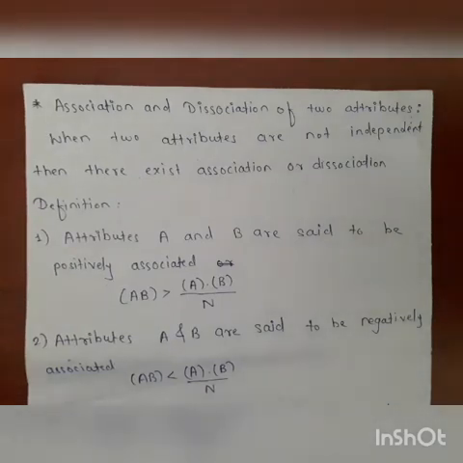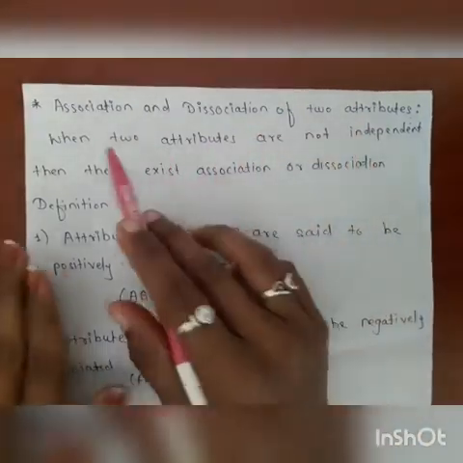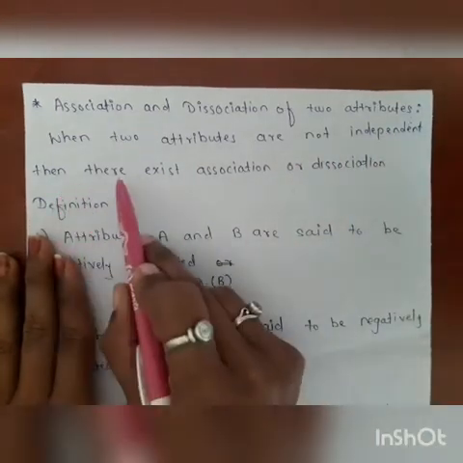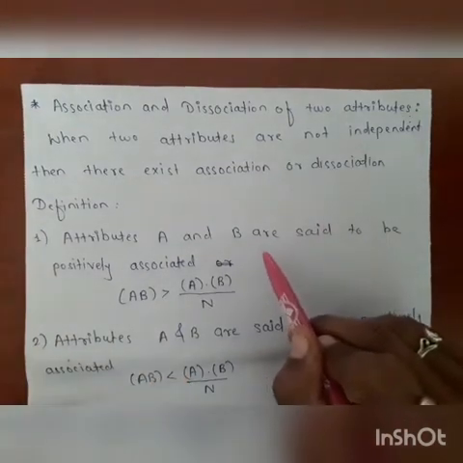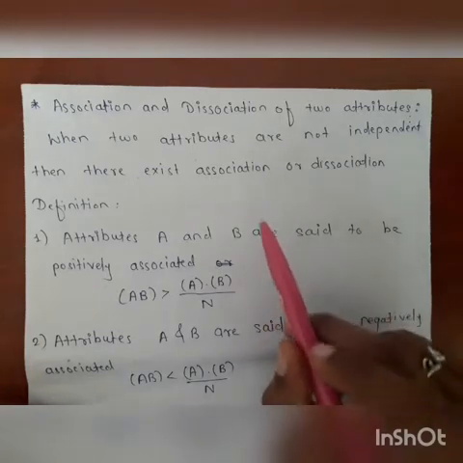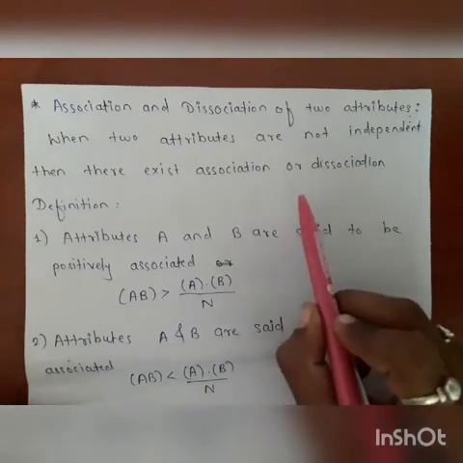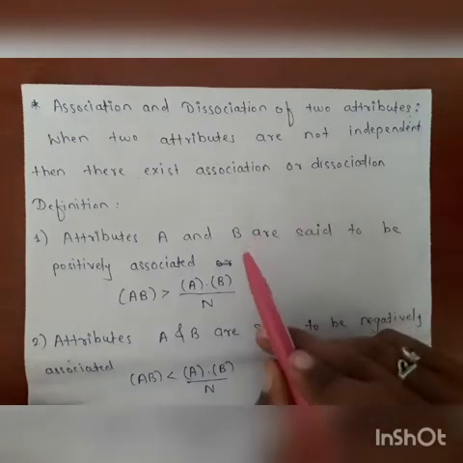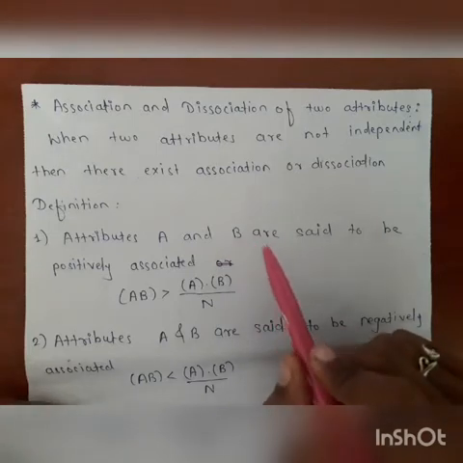Good morning, student. Today we discuss association and dissociation of two attributes. When two attributes are not independent, then there exists association or dissociation. If the attributes A and B are said to be independent, then (AB) = (A) × (B) / N. This statement we saw in the last lecture, and otherwise (AB) is not equal to (A) × (B) / N.